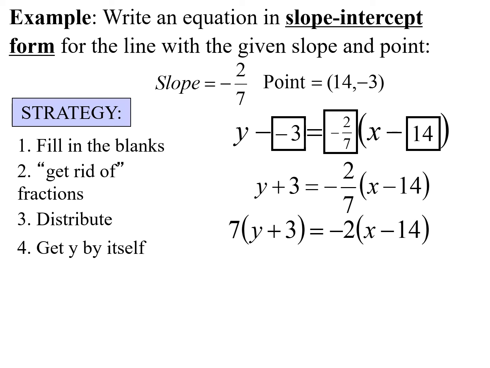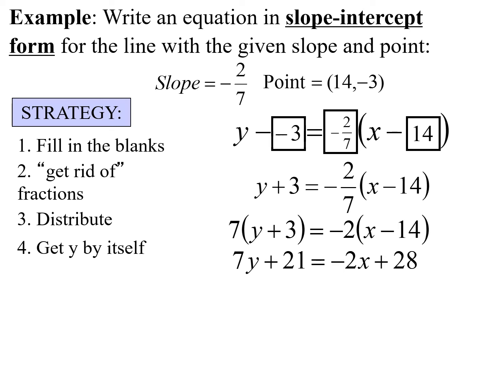When I do so, I have to distribute the 7 on the left, and on the right, multiplying by 7 eliminates the denominator. So on the left, I have 7 times the quantity of y plus 3. On the right, I have negative 2 times the quantity of x minus 14. Once I distribute the 7 on the left and the negative 2 on the right, I get 7y plus 21 is equal to negative 2x plus 28.